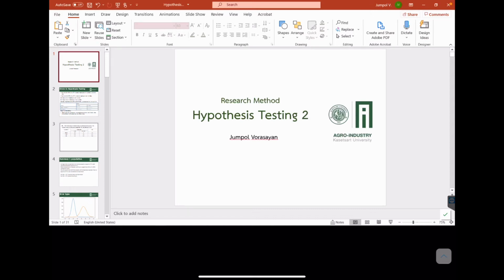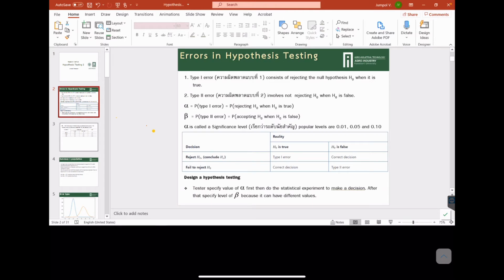Let's start the hypothesis testing by looking at errors in hypothesis testing. We have two types of error. Type 1 is rejecting the null hypothesis when it is true. So it's true, but we're rejecting it. So this is one error, right? Another type of error is we accept the null hypothesis when the null hypothesis is actually false. So we thought that it's true, but it's not true. So this is type 2 error.